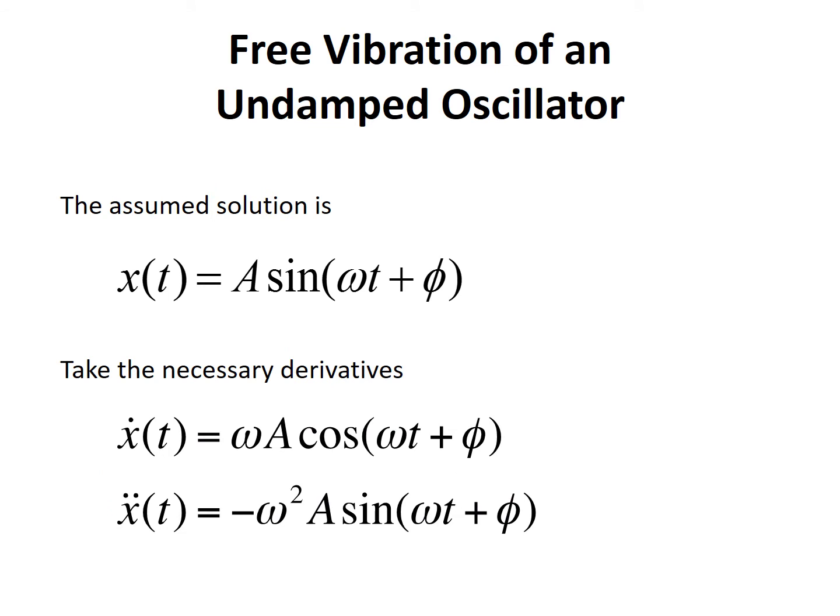Assuming a solution of the form x of t is equal to A sine omega t plus phi, we can use this solution to solve the differential equation by first taking the necessary derivatives. x dot of t is equal to omega A cosine omega t plus phi, and the second derivative with respect to time is equal to minus omega squared A sine omega t plus phi.